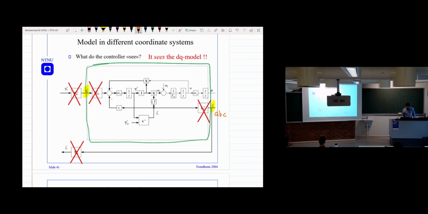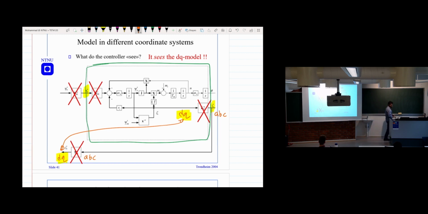So what I'm saying is, you are getting the current at this point in the ABC frame. But in the model, here, they are in the DQ frame. So you have ABC, and again, we are applying transformation in the controller, and we have DQ. So what you see is that you're originally getting DQ, and here in the controller, it is DQ. This means the controller sees a DQ model. It doesn't see the ABC model. The controller will see that it's a DC machine, because these two transformations cancel each other.